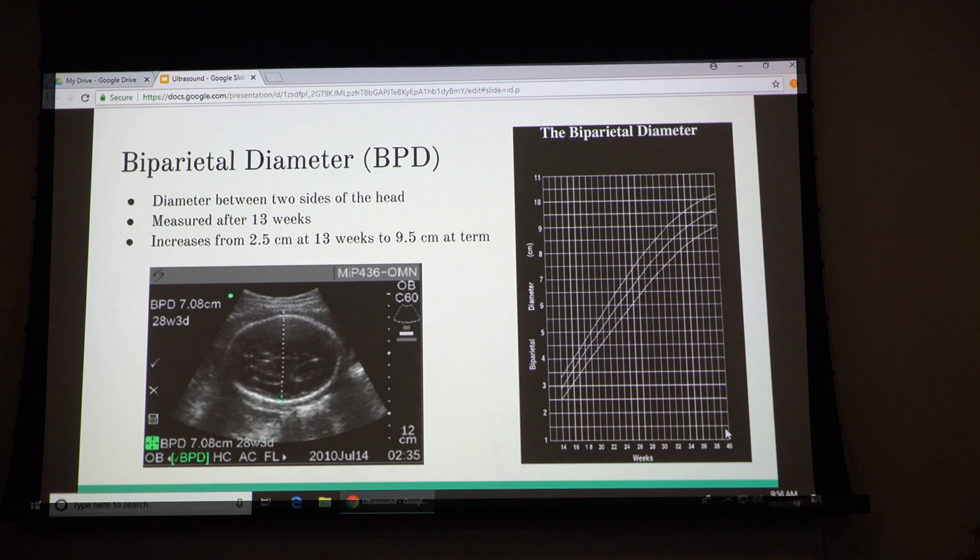Next is the biparietal diameter, or BPD. This is the diameter between two sides of the head, and it's measured after 13 weeks. It increases from 2.5 centimeters at 13 weeks to 9.5 centimeters at term.